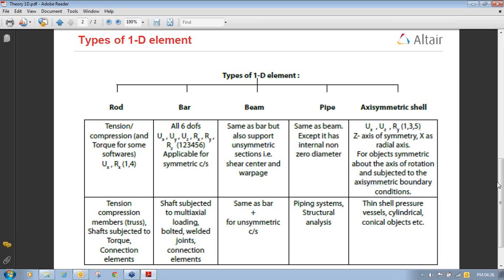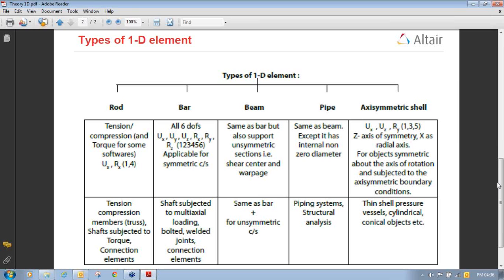Then bar element. Bar element supports all the 6 degrees of freedom, that is it supports translation along XYZ axis and rotation along XYZ axis, and they are applicable only for symmetric cross sections. The practical applications of bar element are shafts subjected to multi-axial loading, bolted, welded joints, and connection of elements.